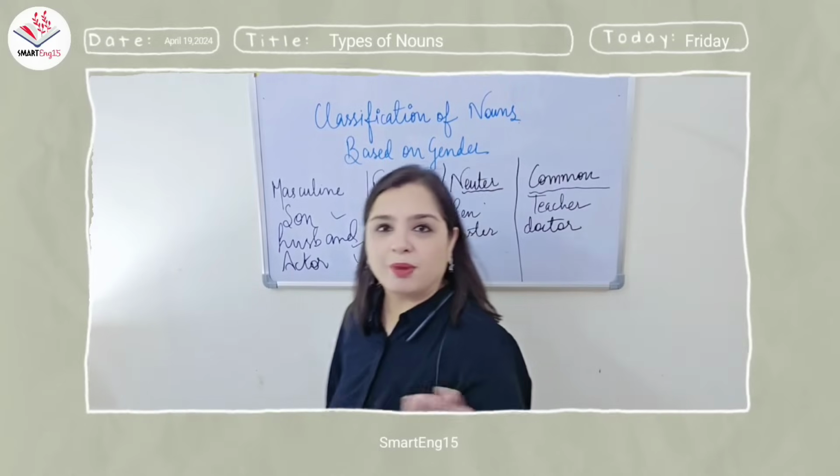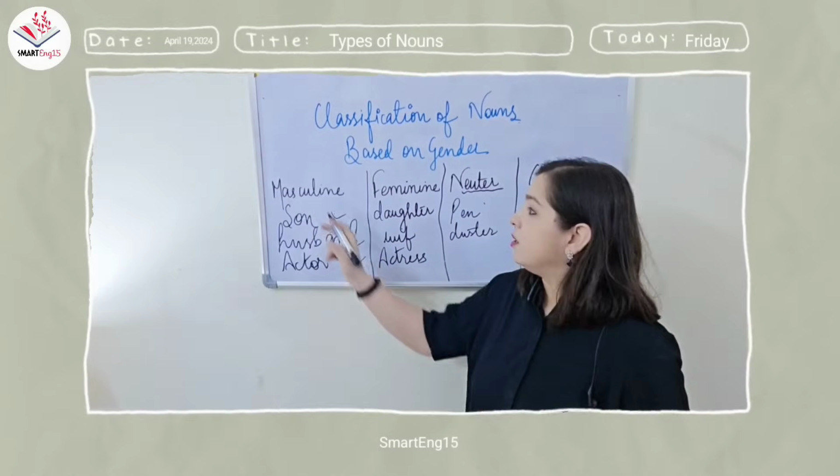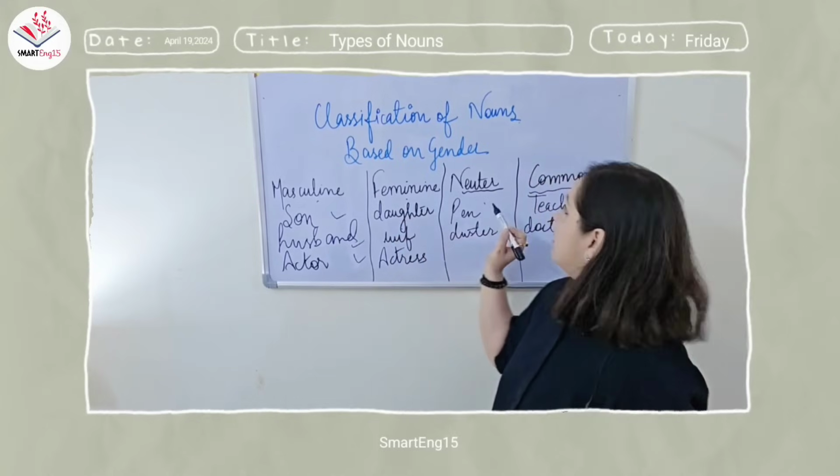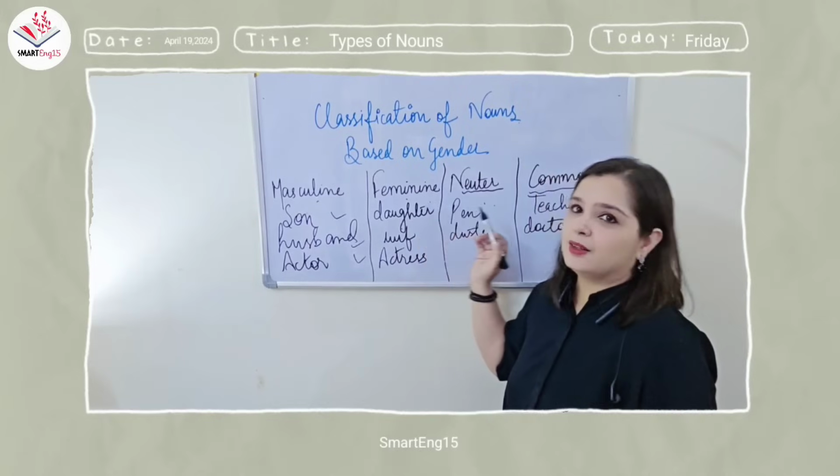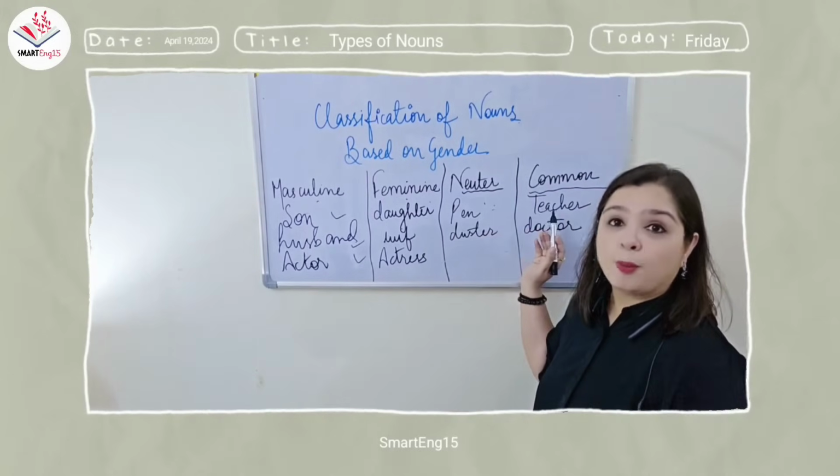Anyone can be a doctor, male or female, right? Masculine, feminine, neuter and common. Male, female, no gender and a common gender.